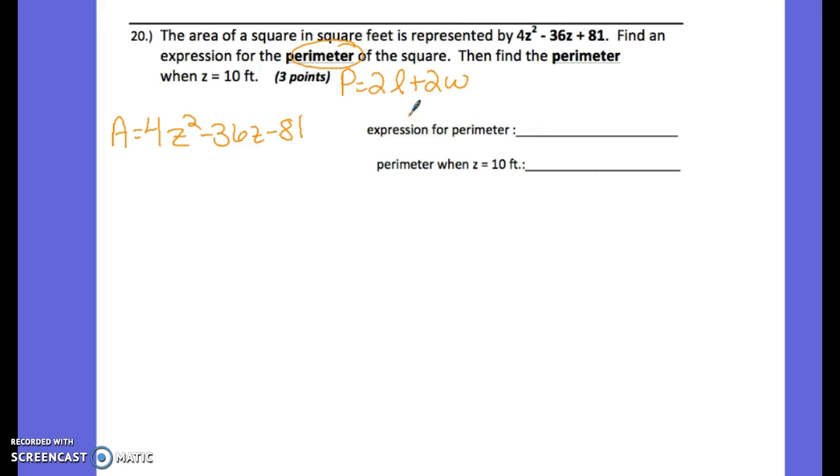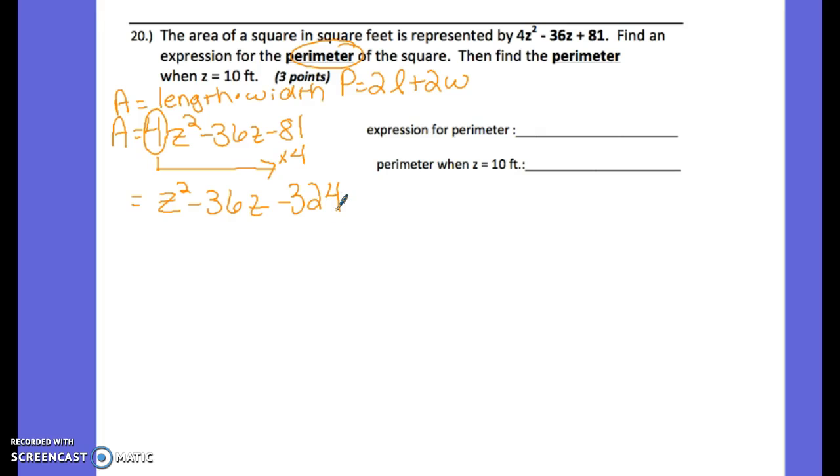To take the area and find the length and the width, we know that area equals length times width. So we have to factor this. We need to find the two factors. One factor will be length, one will be width. Let's do this by slide and divide. So times 4. We get z squared minus 36z minus 81 times 4, which is going to be 324, which seems like a pretty big number. So let's go ahead and list some factors.